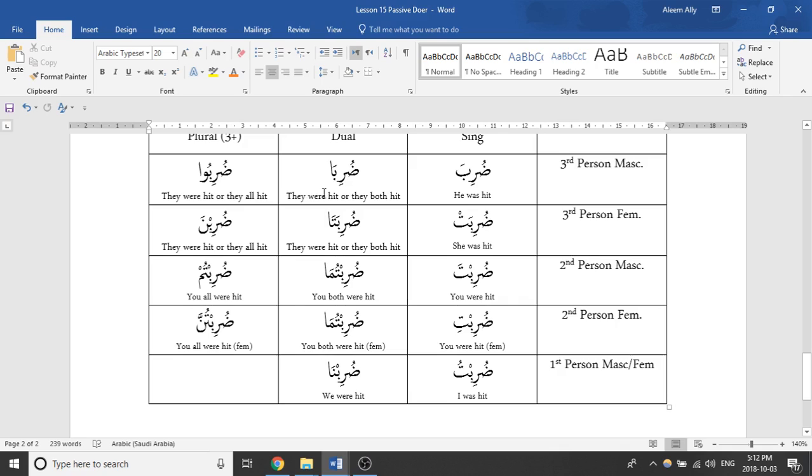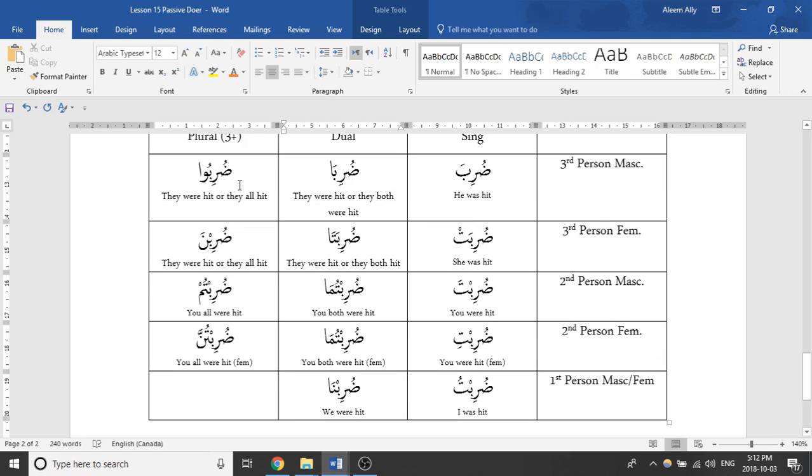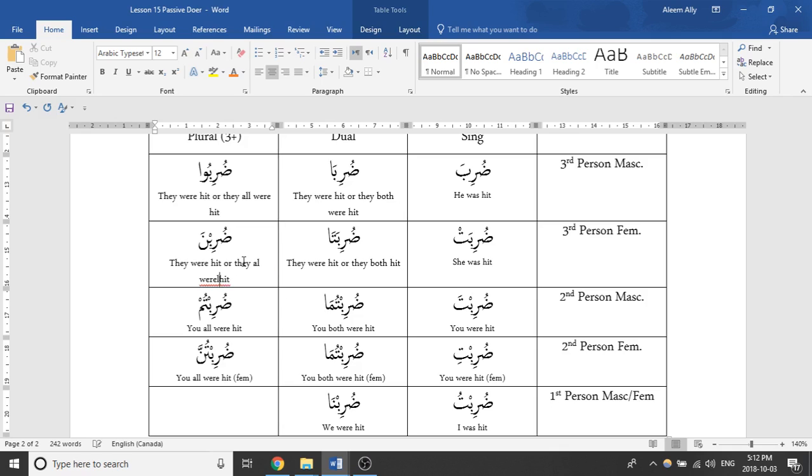Duriba, they were hit, or both of them were hit. Sorry, my bad. Both were hit. They were hit, or they all were hit. And then ضربت, she was hit, right?